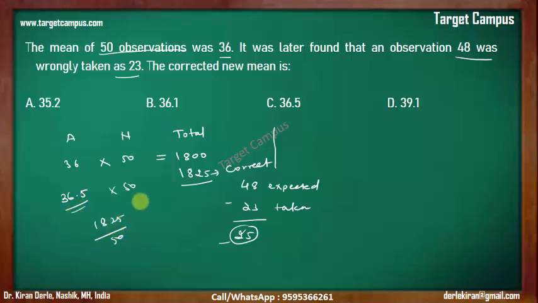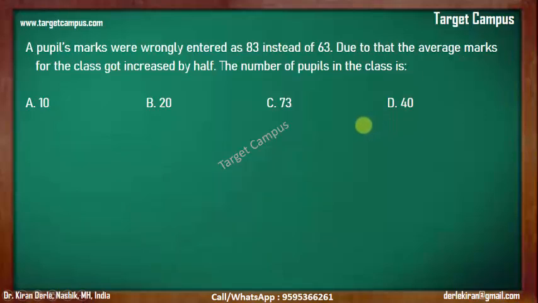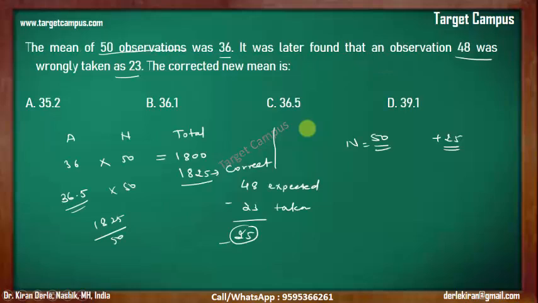But there is also another way which is a shortcut way to do this. What is the total number of students? 50. This is the total number of students. What is the addition we have to make to correct this? 25 is the addition. So this 25 is going to get distributed among these 50 students, right?